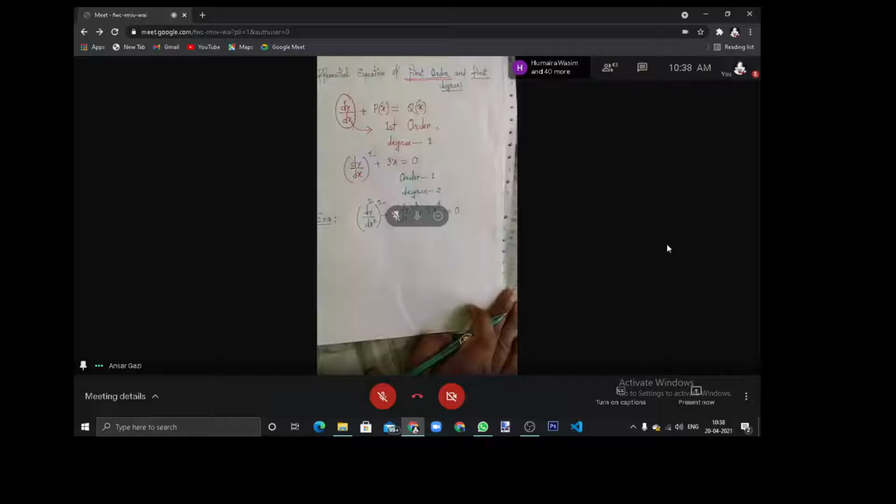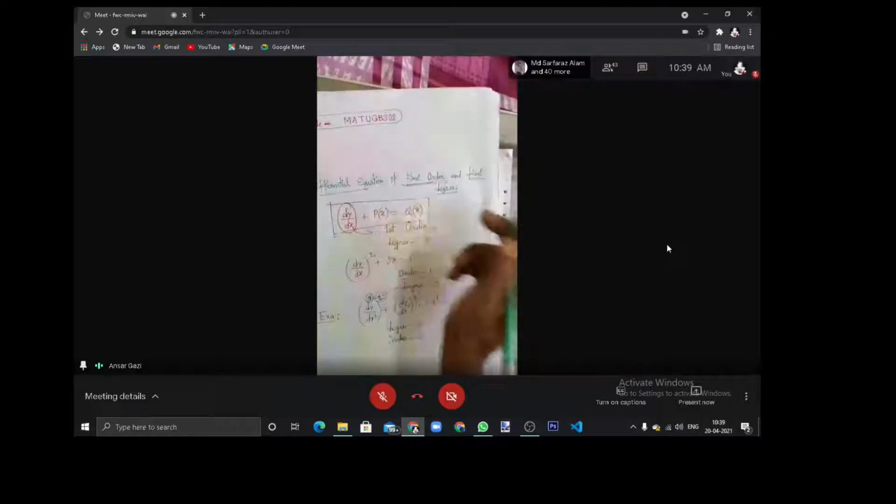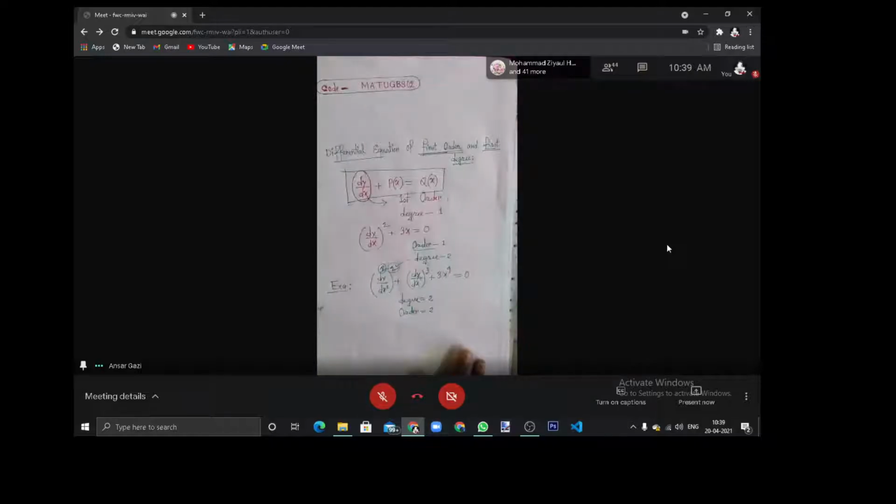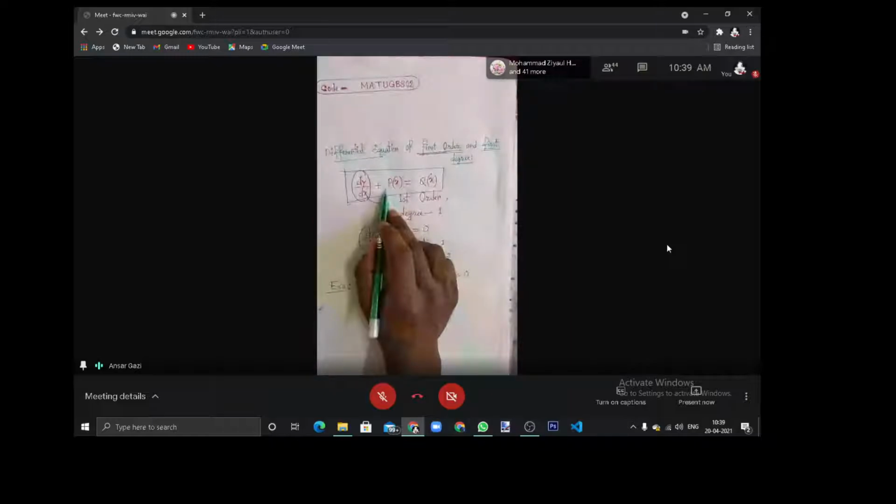Now, what is a first order first degree differential equation? Any differential equation of the form dy/dx plus something in x equal to something in x, or any constant here also, is called a first order and first degree differential equation. So first order means dy/dx equal to a function of x in this form. Any equation of this form is called a first order first degree differential equation.